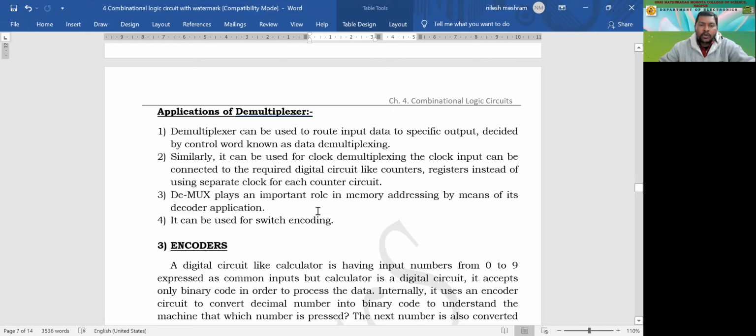Now, demultiplexer plays an important role in memory addressing by means of its decoder application. Yes, of course. We require to store the data in memories, right? So we can address them by using this demultiplexer. We have to decode accordingly, and we have to feed the data or store the data in the memories likewise. So demultiplexer plays a very important role as far as decoder application or the storage of data in memory is concerned. And also it can be used for switch encoding, right? Those are encoders, which can be used for different purposes. So these are the applications of demultiplexer.